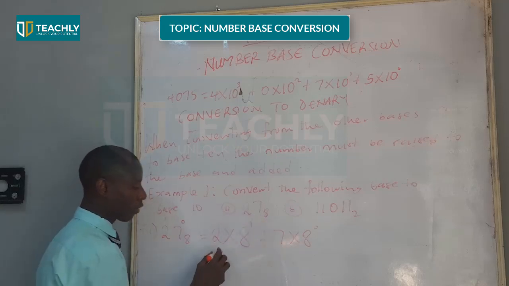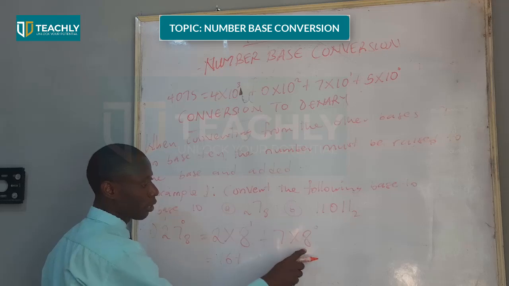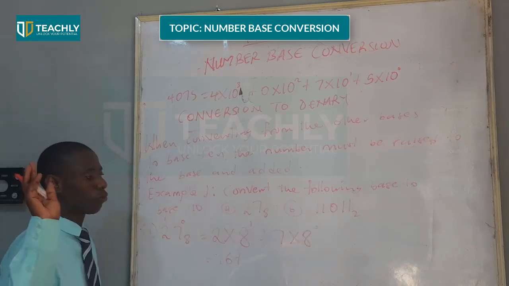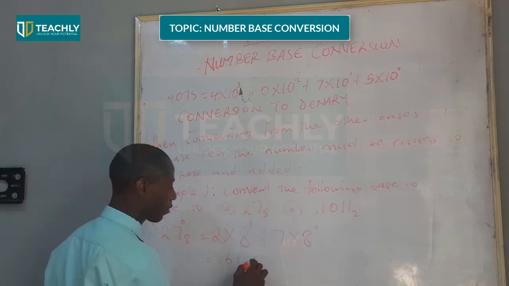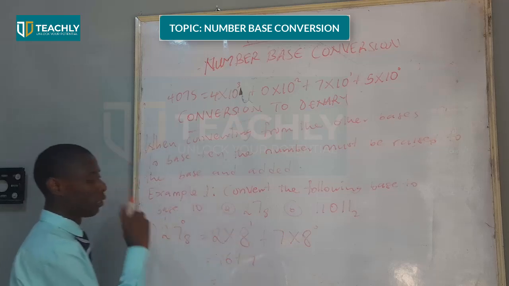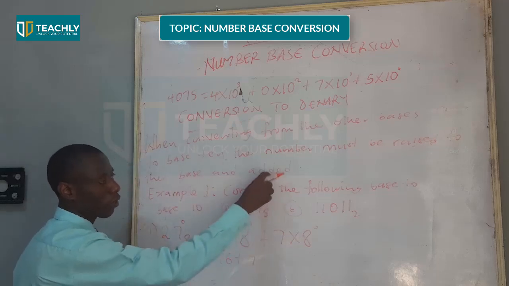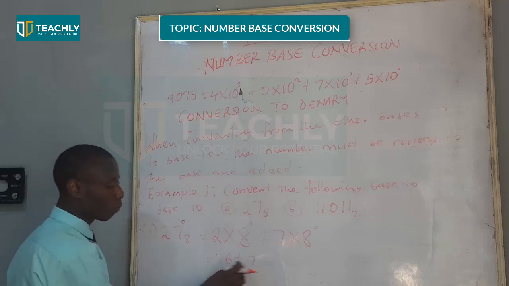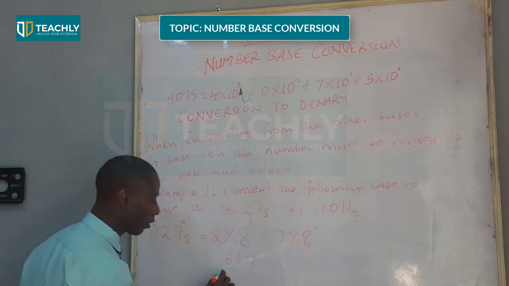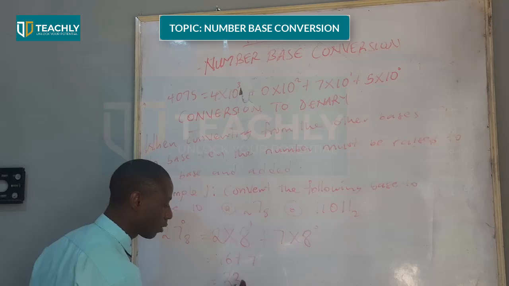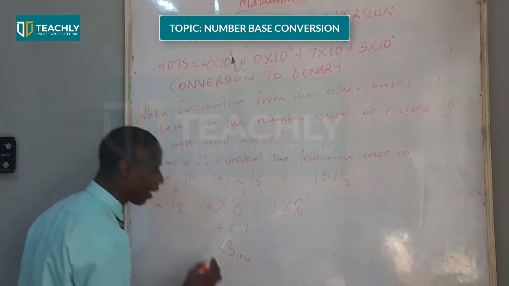8 times 2, you have 16. Plus 8 raised by 0 is 1. 1 times 7, you have 7. And what did that say? Each number, what are you going to do? You are going to add it together. Let's add it. 7 plus 16 gives us 23. So 23 base 10 is our final answer.